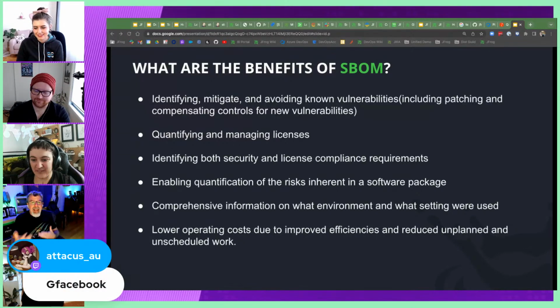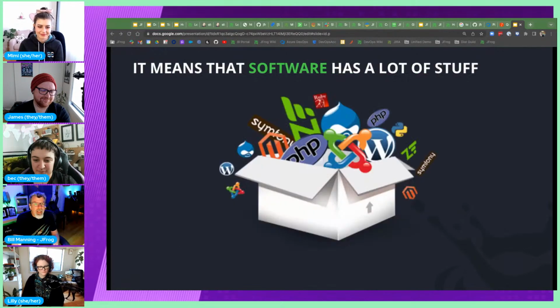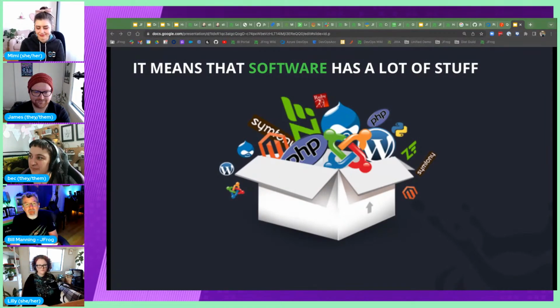And we actually literally had to go in and make those changes. But the thing, too, is also, like I said, you can look at software package risk. You can also identify compliance issues. There's a lot of things you can do with this. But all it means is that software is a whole lot of stuff. And we've talked enough about software.